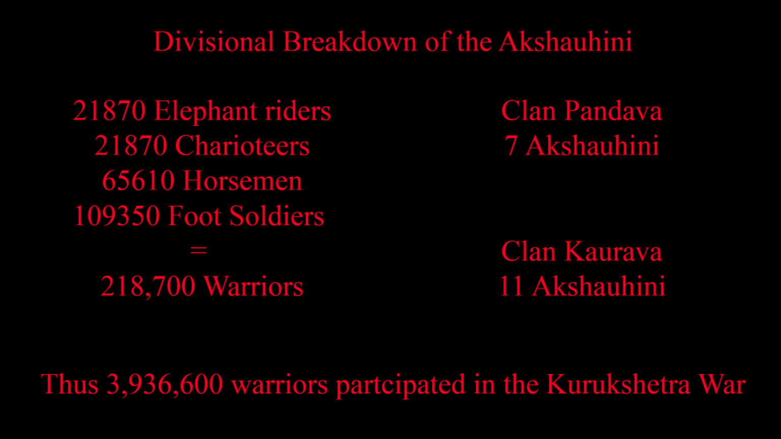The ratio of these units is exactly one elephant for every chariot. For every chariot, there are three horsemen. For every three horsemen, there are five infantrymen. This follows the mathematically pure 1-3-5 ratio. The Pandava clan had 7 of these Akshauhini divisions, while the Kaurava clan had 11, meaning the total number of warriors who participated in the singular 18-day-long war was exactly 3.9 million.